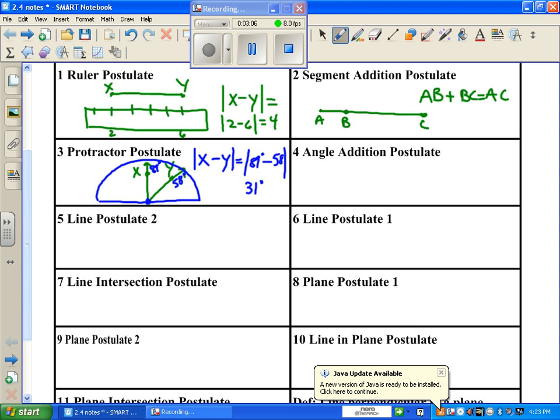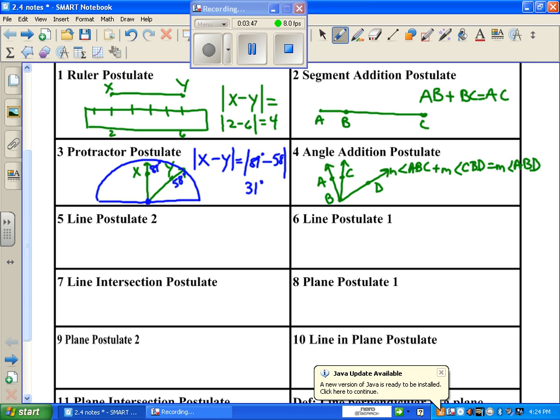The angle addition postulate: if you have an angle drawn and then you have a ray in the interior, which does not have to be an angle bisector, and if I label this A, B, C, and D, then you're adding these angles up. The measure of angle ABC plus the measure of angle CBD equals the large angle, which is the measure of angle ABD. So the two smaller angles add up to the larger angle. And that's angle addition postulate.